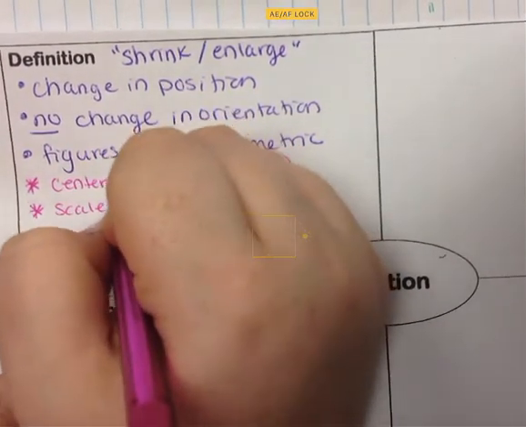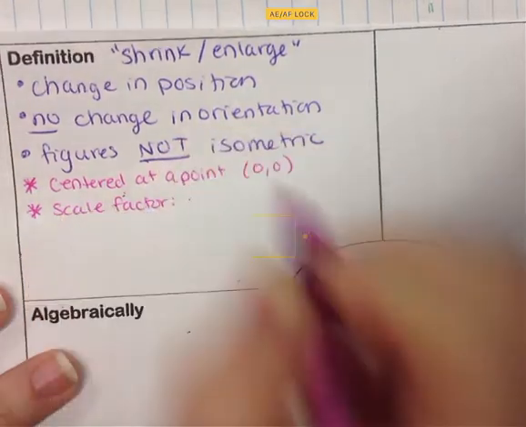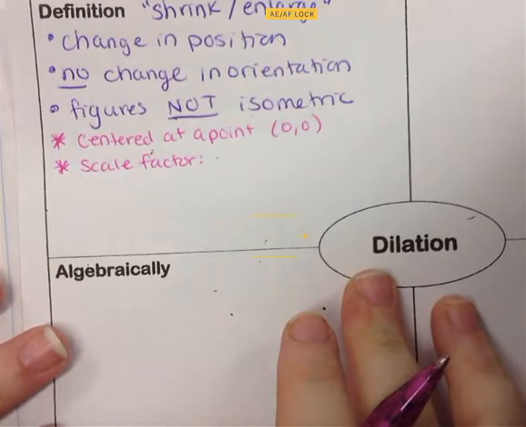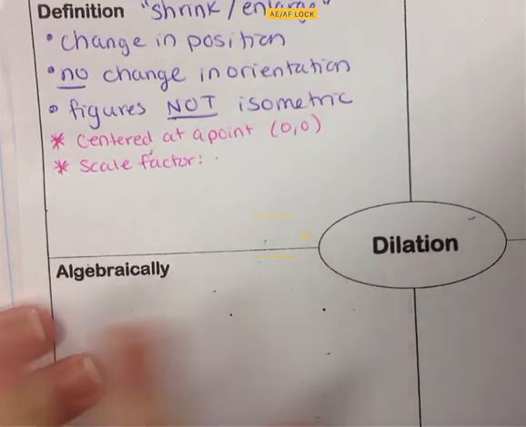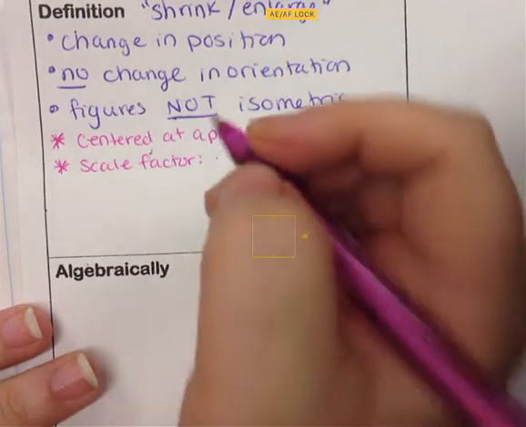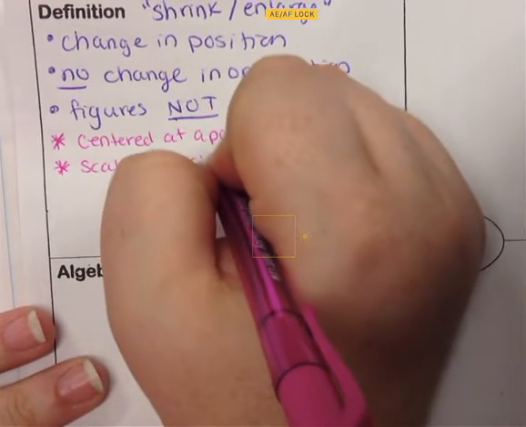We have what's called a scale factor. Not a scale, but a scale factor. Scale is when you make sure you're counting by something. A scale factor is what you multiply or divide your values by to make it get bigger or smaller. So scale factor we're going to call K.